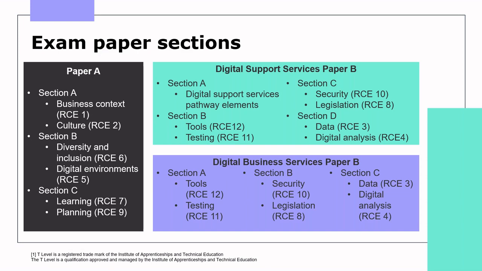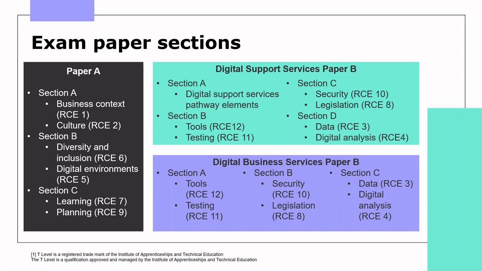So paper A for both digital business services, or DBS, and digital support services, or DSS, have the same elements being assessed in the same sections. So with section A, that assesses the first root core elements 1 and 2. Section B then, assessing elements 5 and 6, and section C, assessing root core elements 7 and 9.